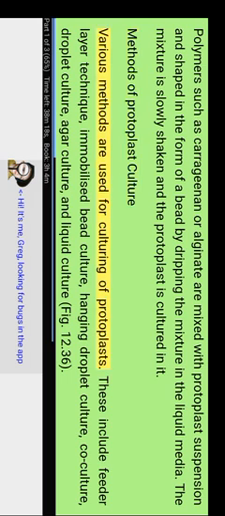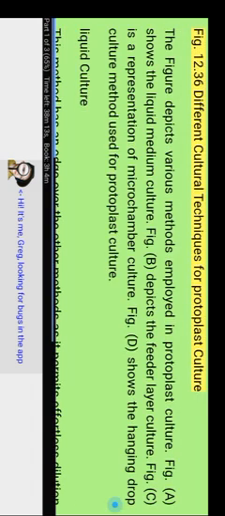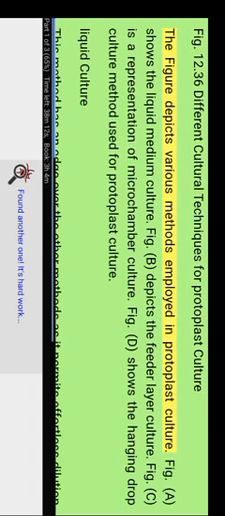Methods of protoplast culture. Various methods are used for culturing of protoplasts. These include feeder layer technique, immobilized bead culture, hanging droplet culture, co-culture, droplet culture, agar culture, and liquid culture. Figure 12.36: Different culture techniques for protoplast culture. The figure depicts various methods employed in protoplast culture.